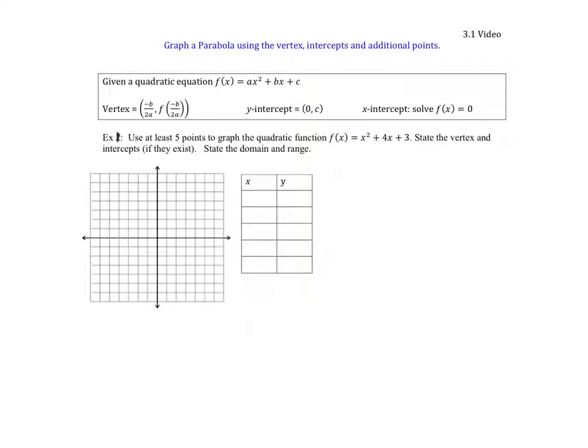I'm going to show how to graph quadratic equations using some key information, and also I'm going to show the meaning of the vertex using some applications. Okay, so let's get started.